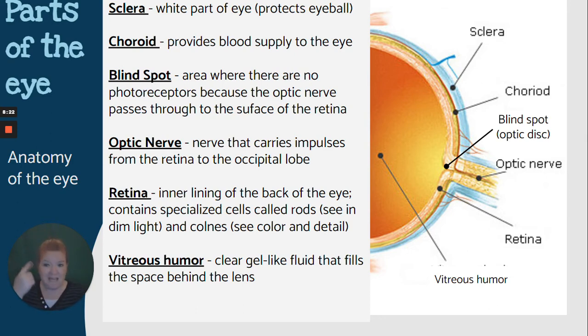The retina is the inner lining of the back of the eye. It contains those specialized cells called rods, which help us see in dim light, and cones, which help us see color and detail. And look, there's a spelling mistake. I'll have to fix that. And then we have vitreous humor. That's a clear, gel-like fluid that fills the space between the lens and the back of the eye.